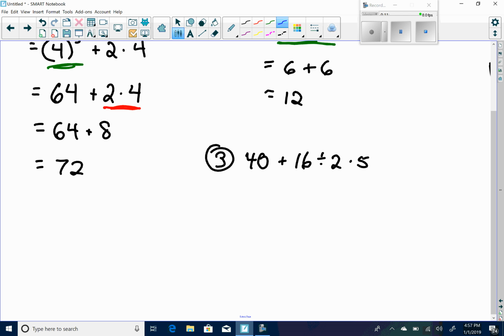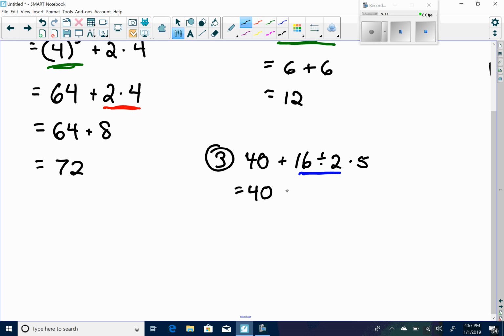Again, if you wish to just go through the checklist, we don't have anything in parentheses. There are no exponents. If you look at multiplication and division, we do have one of each. What should be done first? If we're looking at this, 16 divided by 2 is the very first step we need to do.